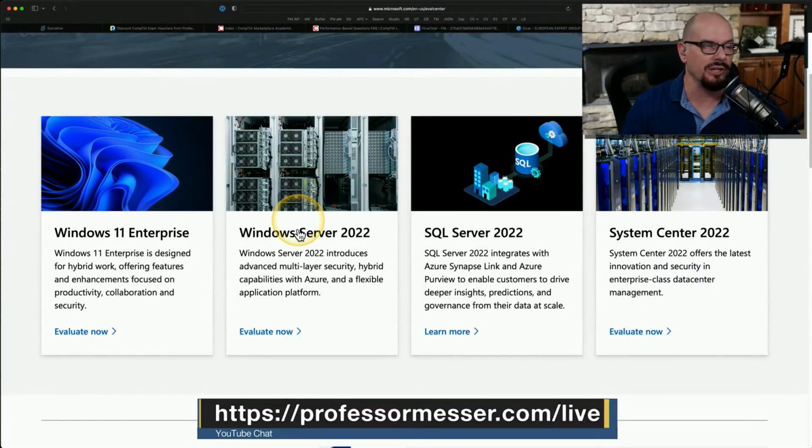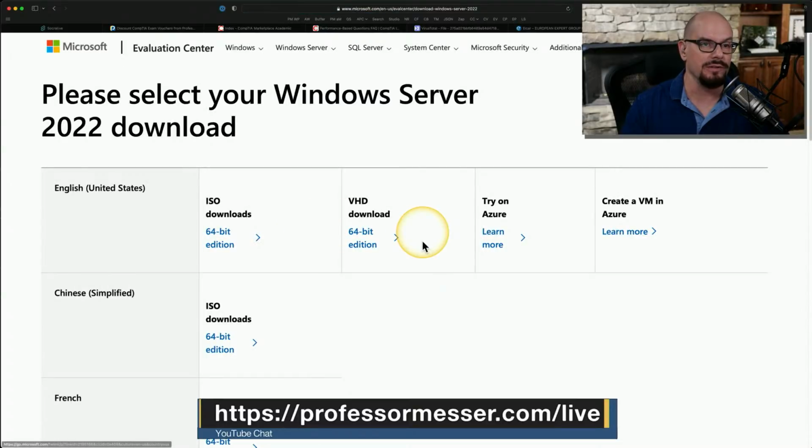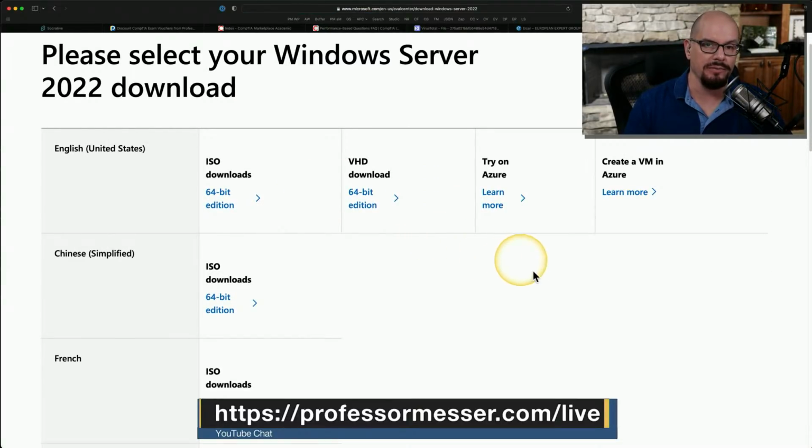I just installed this the other day because you have to do it for A+. Not that you have to do it for A+, but I have to demonstrate Active Directory. You have to know Active Directory for the new A+. So if you click on Windows Server, it says, all right, what do you want to download? Go do it. And they even have options to try it on Azure.